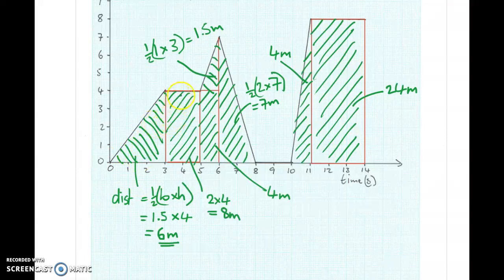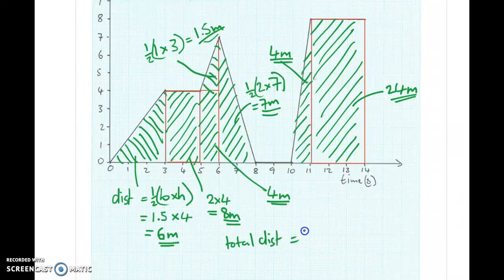If you want to know the total distance travelled for the whole journey, you basically work out the areas under the graph. So divide it up into triangles and rectangles, and then you just add all the different distances together to work out the total distance travelled. So we have total distance equals 6 plus 8 plus 4 plus 1.5 plus 7 plus 4 plus 24.